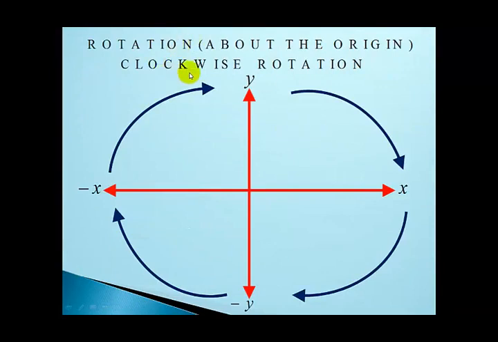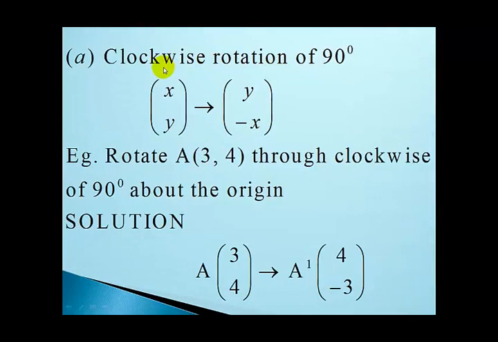Now let's look at rotation about the origin. Now we consider the clockwise rotation. The clockwise rotation is the way the watch moves, as is indicated by the arrow. That is the way the watch moves, the clockwise rotation about the origin. Now we have clockwise rotation of 90 degrees about the origin, the rule is (x, y) maps to (y, minus x). That is, the y goes up, the x comes down, but the x coordinate is negated.